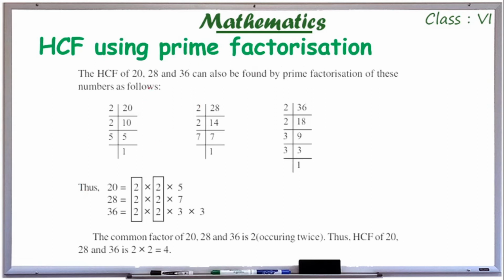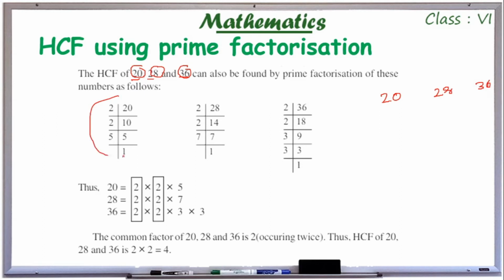Here we have to find the highest common factor of three numbers, 20, 28 and 36. So I have to prime factorize three numbers. I have to prime factorize 20, I have to prime factorize 28 and I have to prime factorize 36.